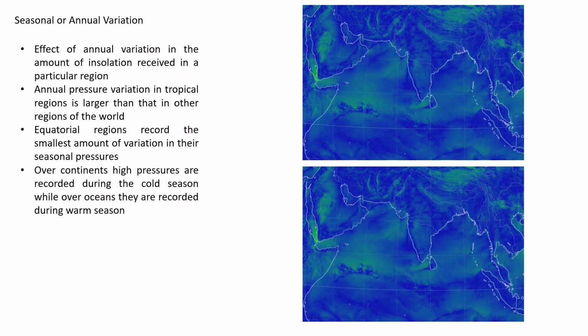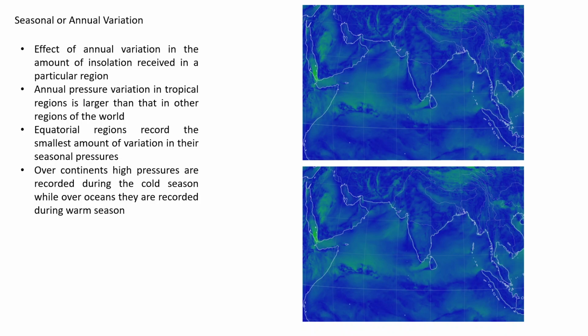And the seasonal or annual variation. So as we know that the earth goes around the sun and that is causing the sun to distribute its insolation in different fashion. So we have solstices, we have the equinoxes, we have the perihelion and aphelion positions. So the effect of annual variation in the amount of insolation received in a particular region is one of the major causes for seasonal or annual variation of pressure.